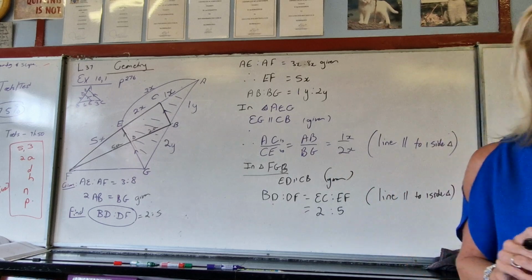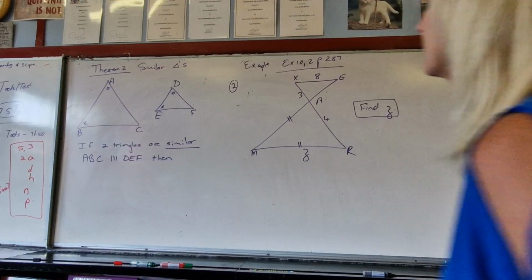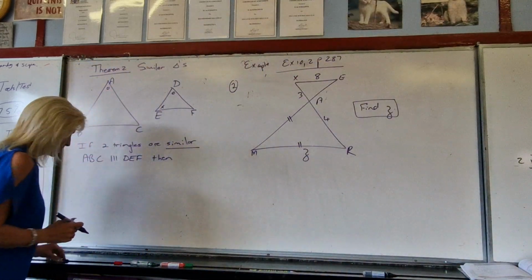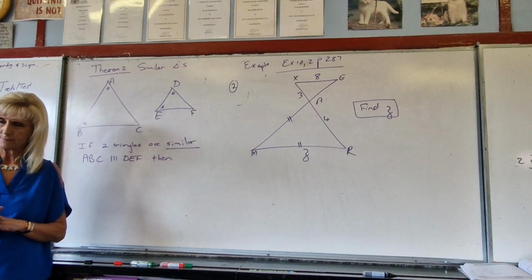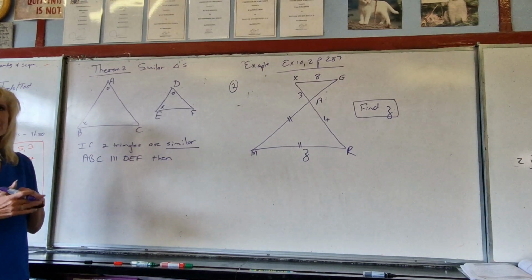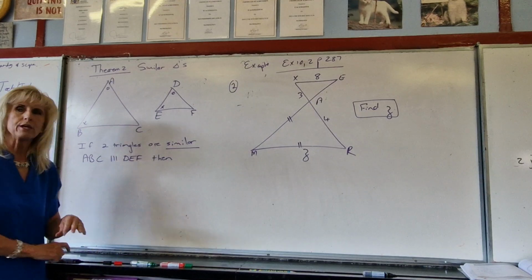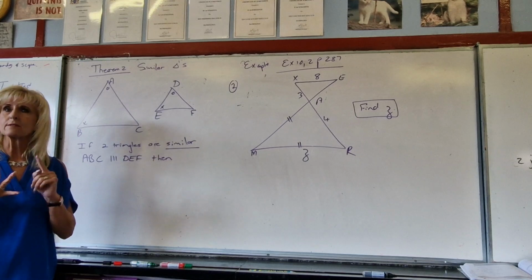Now we're going to look at theorem 2. Theorem 2 is on similar triangles, and this is taking you back to grade 9. You did this in grade 9. You know that similar triangles are, now let's quickly recap. What is the difference between triangles that are similar and triangles that are congruent?